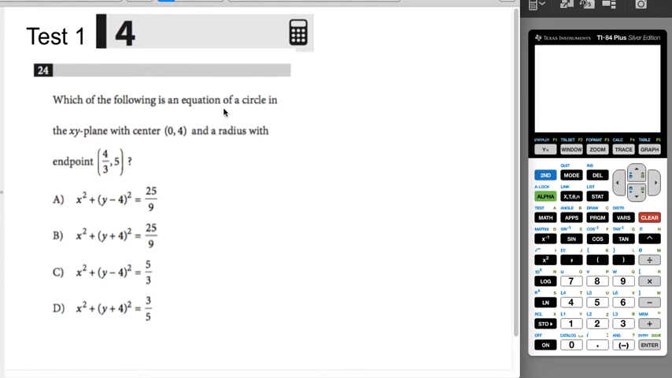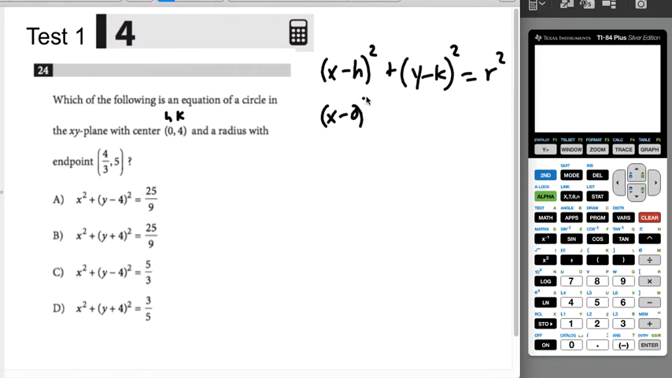Okay, so you can rule out a couple of these really quickly, right? The formula for a circle is (x minus h) squared plus (y minus k) squared equals r squared. First thing to notice is that if our center is 0, 4, we should be looking at a y minus 4. So this should be x minus 0 squared, which is the same as just x squared, plus (y minus 4) squared, right?